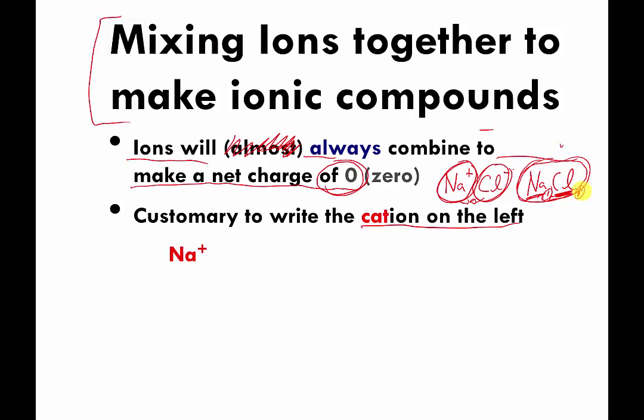So let me show you again. There's sodium, there's chloride. You need one sodium and one chloride to cancel each other's electrical charge out, because the sodium is at plus one, the chloride is at minus one. Here's a different situation. The magnesium ion comes with a charge of plus two. The chloride ion comes with a charge of minus one. And there is a material out there in the world called magnesium chloride.